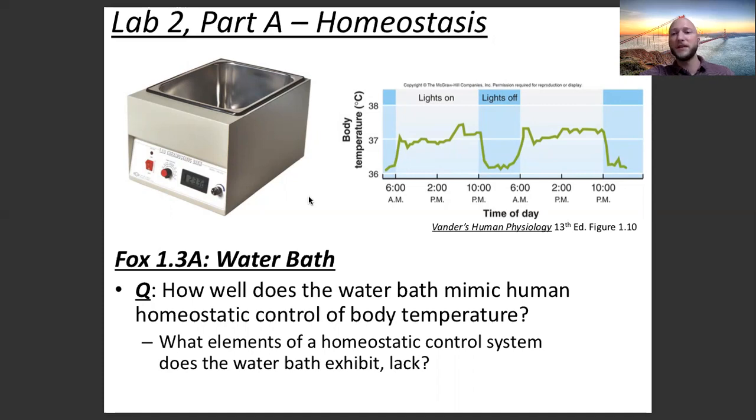And so it's going to send a message to something that can affect change. Things that can affect change we call effectors. So the effector in the water bath is going to be the heating unit. And it's going to turn that heating unit on until the water comes back up to 50 degrees Celsius. So we're going to see the temperature drop initially when we add ice to the water. And then we're going to see it slowly come back up to the 50 degrees Celsius over time as the heating unit heats up the water in the water bath.